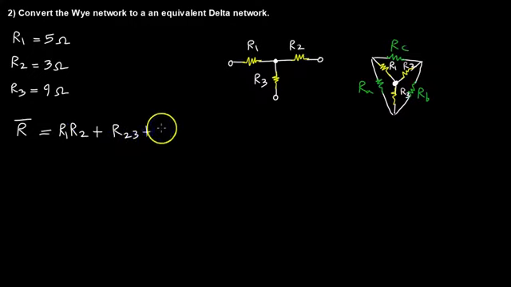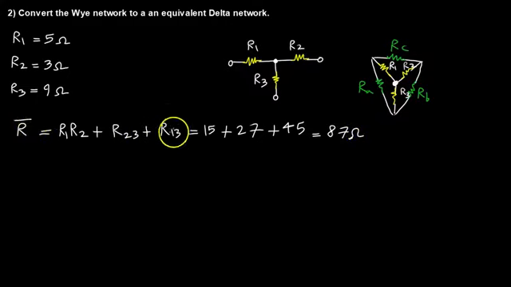R1 R2 plus R2 R3 plus R1 R3. So that's going to be this multiplication of each. So R1 times R2 is going to be 15, plus R2 and R3, those are going to be 27, plus R1 and R3, they're going to be 45. Now let's go ahead and sum these up. And we get 87. And the numbers may or may not come out nicely, they're just random numbers. So let's go ahead and we found the numerator.